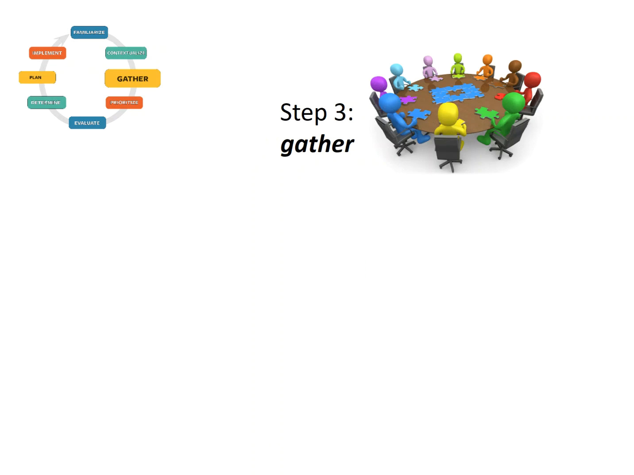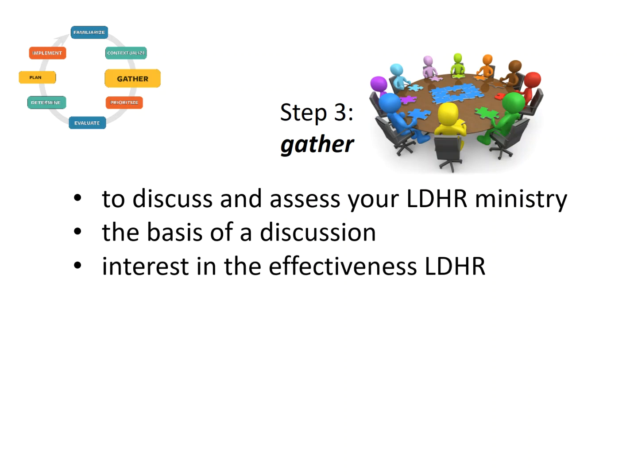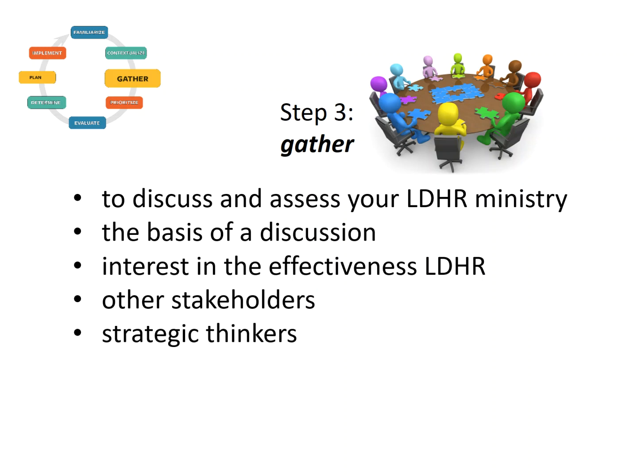The third step is to gather a group of people to discuss and assess your LDHR ministry. This process is designed to form the basis of a discussion, and it's important to get the input of others who have a vested interest in the effectiveness of your LDHR ministry. In addition to your immediate team, you might also want to include others who are stakeholders in different aspects of your people ministry. You should also make sure that you include strategic thinkers who may be able to offer different perspectives to the discussion.